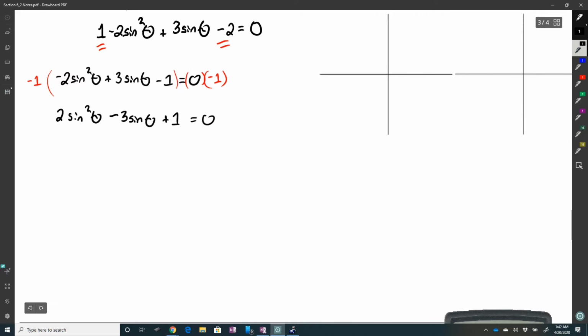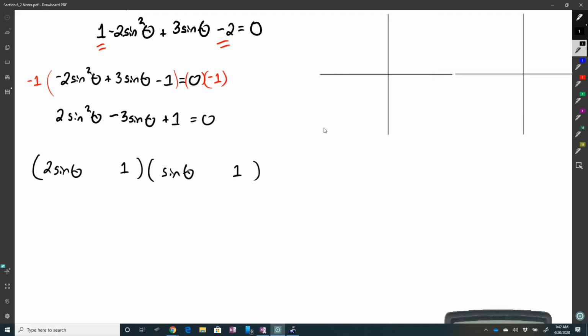And this is, again, something that's perfectly factorable. I have 2 sine theta, sine theta. I know my last number is 1. And the only way that the middle number can add to be negative 3 is if they're both minus in the middle. So I have 2 sine squared. 2 sine theta times sine theta is 2 sine squared. 2 sine theta times negative 1, negative 2. Minus sine theta is negative 3 sine theta. Negative 1 times negative 1 is positive 1.